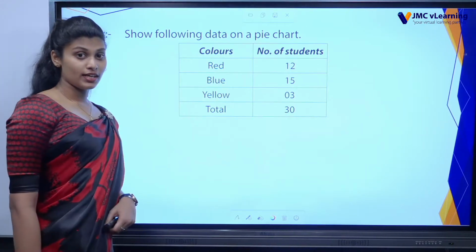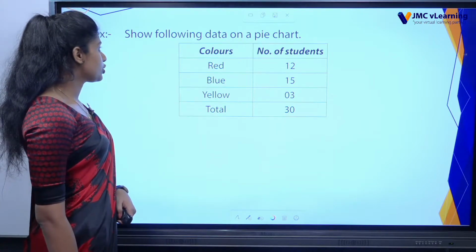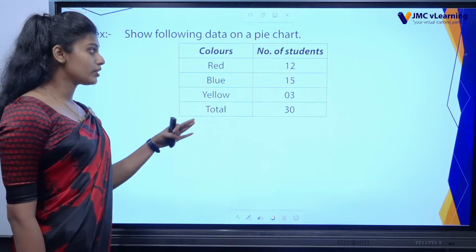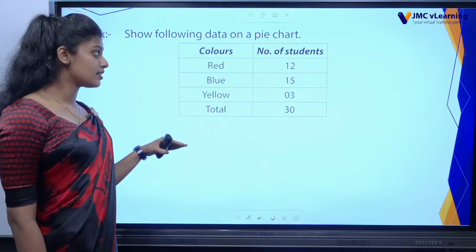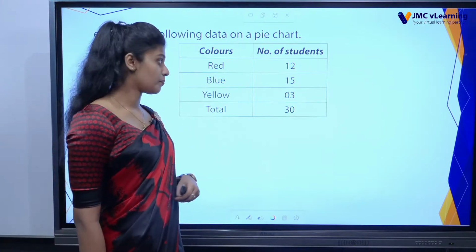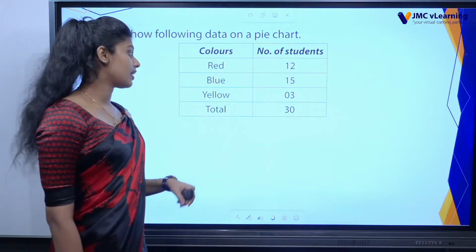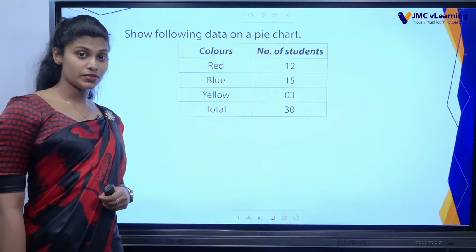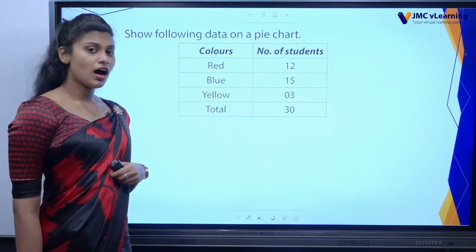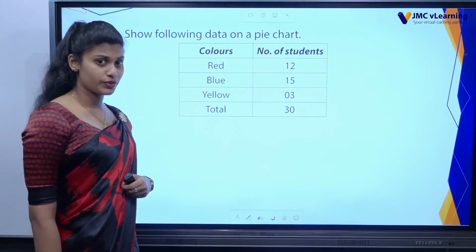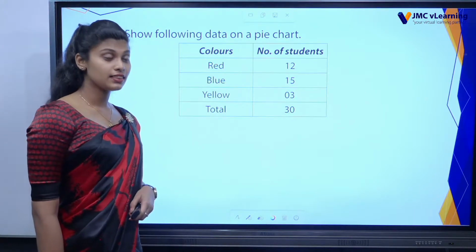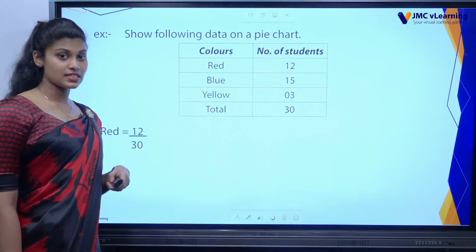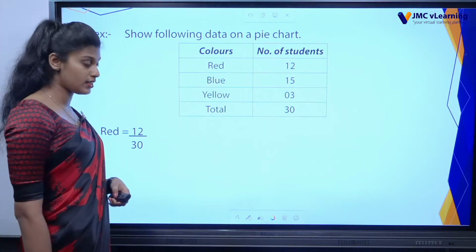Let's move to another example. Show the following data on a pie chart. Now you can see on one side colors, on the other side number of students. There are 12 students who like red, 15 students who like blue, 3 students who like yellow. How much is the total number of students? It is 30.